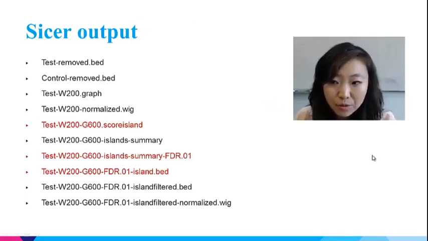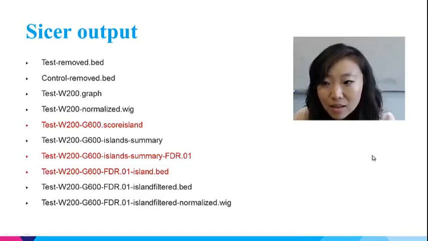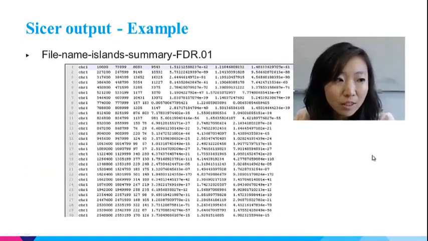The SICER user manual provides details about these files. Here I want to focus on three of them, which are the most useful ones for downstream analysis. The scoreisland file contains the significant islands when running SICER without a control dataset. If you do include a control dataset, the corresponding output file you should look at is the island summary FDR file. It gives a complete list of all candidate islands with their statistical significance. The island bed file contains the chromosome coordinates of only the significant islands and the read count for each island. Now let's open the island summary file.